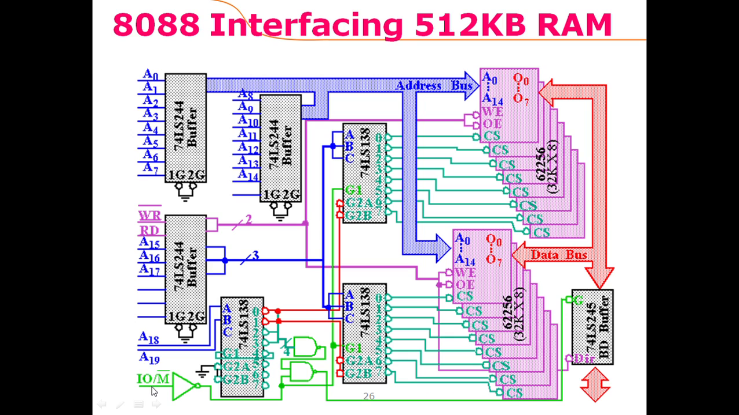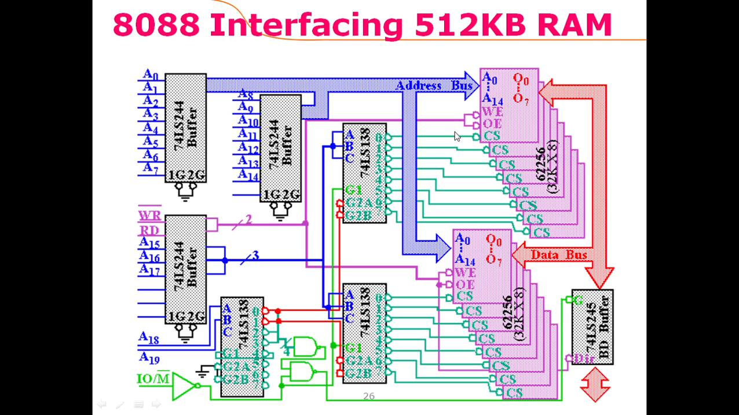So when a memory is being accessed, a 0 would be provided here, and this would enable both of these decoders. And when both of these decoders are enabled, the memory read or write operation would happen. And if a 1 is provided here, then that would disable both of these decoders. So a read or write operation on the memory would not happen.